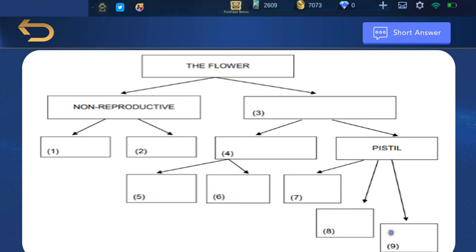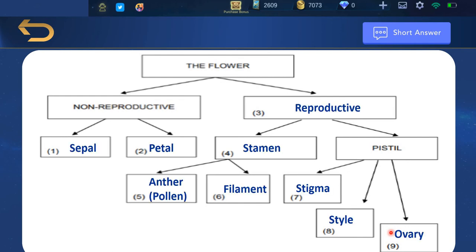Okay, let's reveal the answer. So, the flower is divided into two, the non-reproductive and the reproductive. Under non-reproductive, we have sepal and petal. For reproductive, we have stamen and pistil.